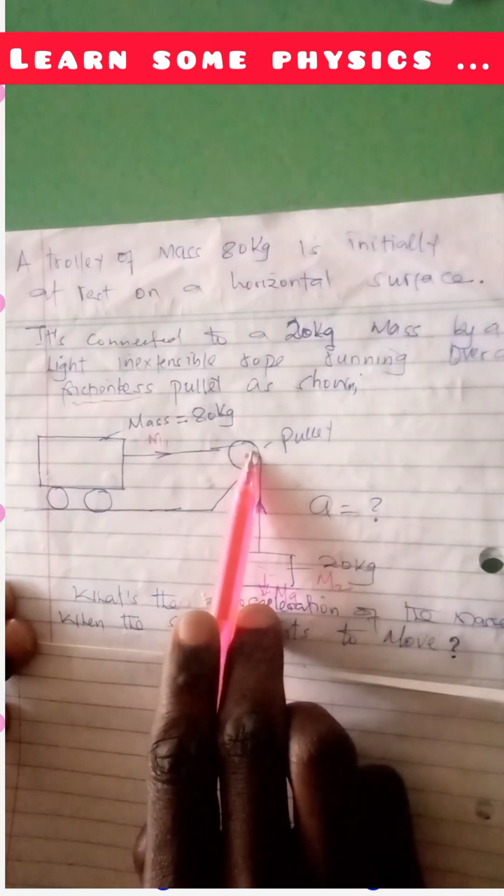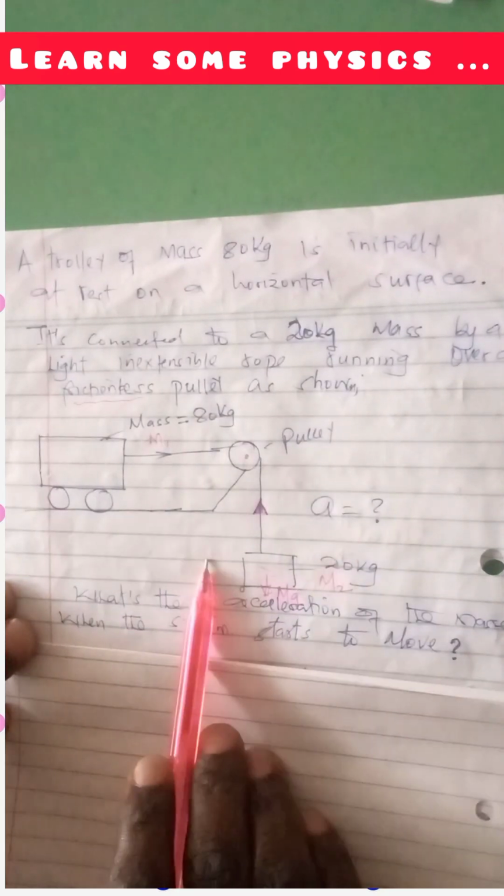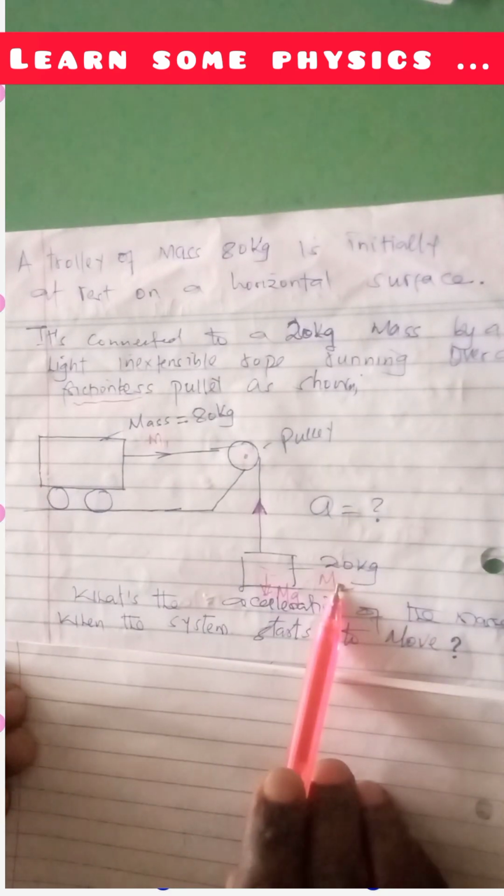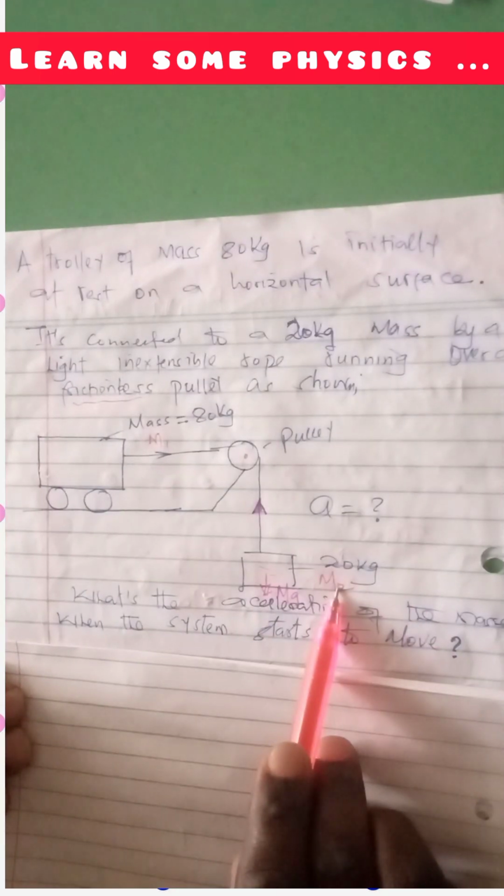Now, we have to answer this question. It is about a trolley, and it reads that a trolley of mass 80 kilograms is initially at rest on a horizontal surface. It is connected to a 20 kilogram mass by a light inextensible rope running over a frictionless pulley as shown. So this is now the pulley, and then you have a mass of 80 kilograms, then you also have a mass of 20 kilograms. Let us call this mass here mass 1, and let us call this one mass 2.